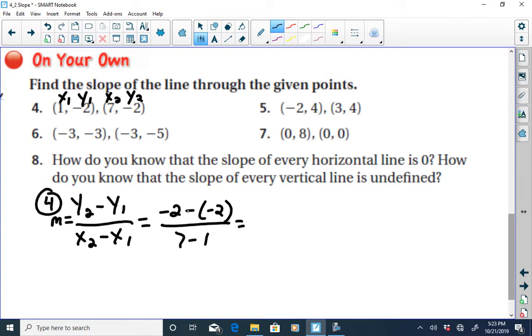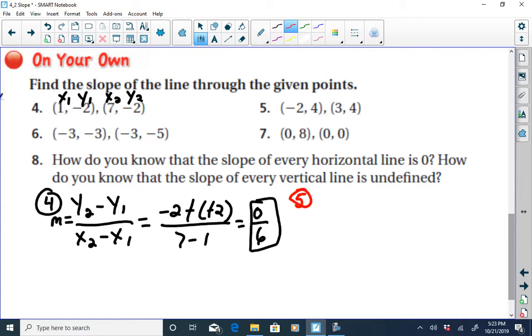In the numerator, when we add the opposite, -2 plus 2, we're going to get 0 in the numerator. We get 6 in the denominator. So problem 4 gives us a slope of 0. Let's look at problem 5.